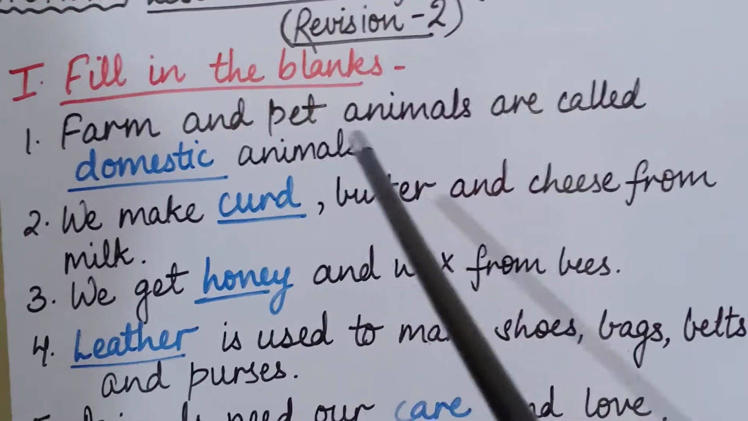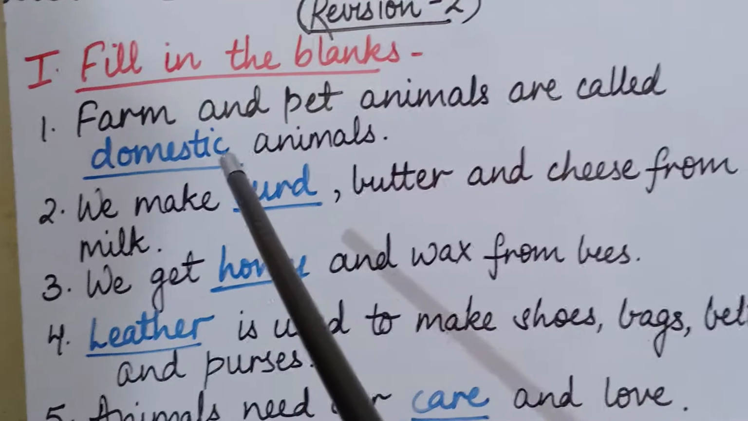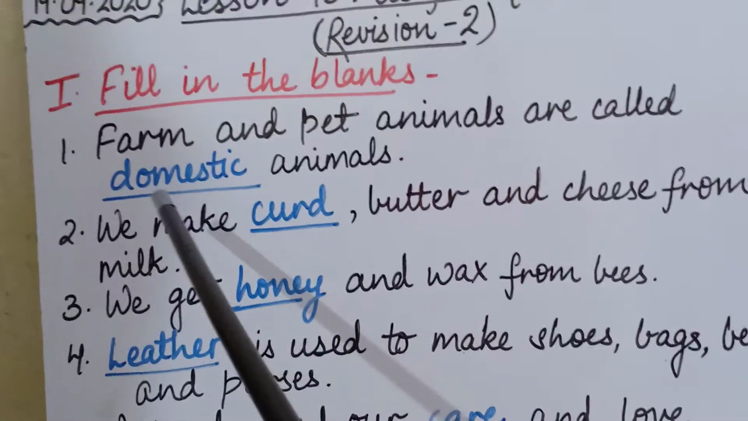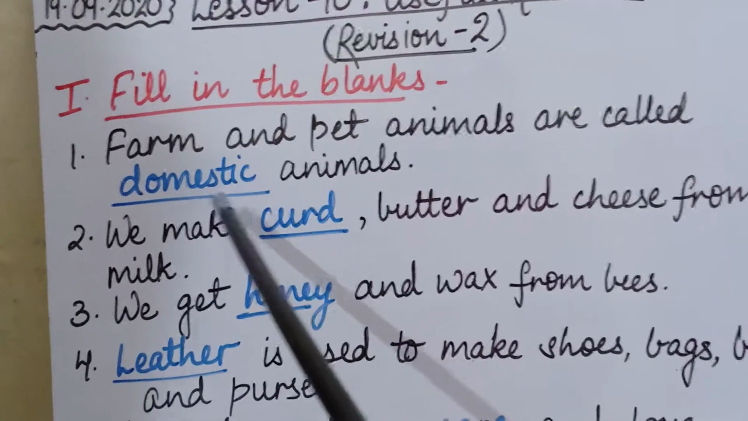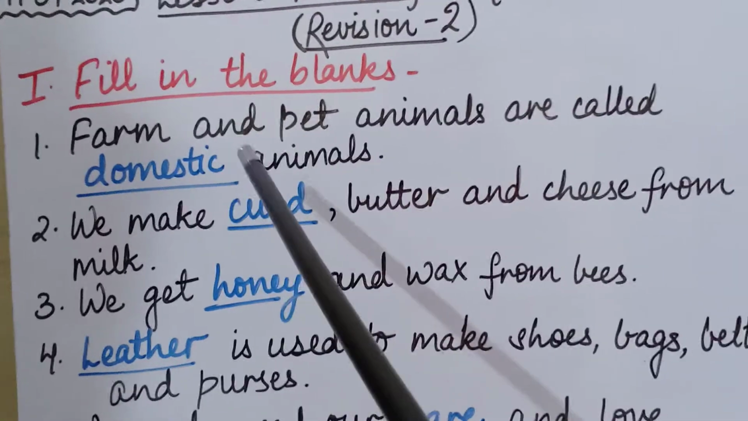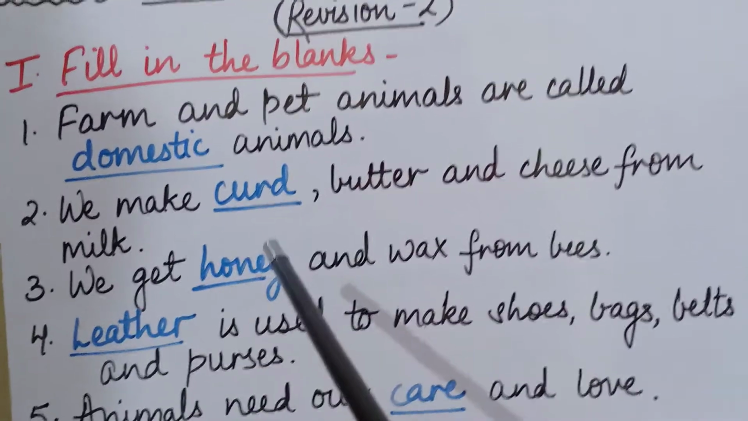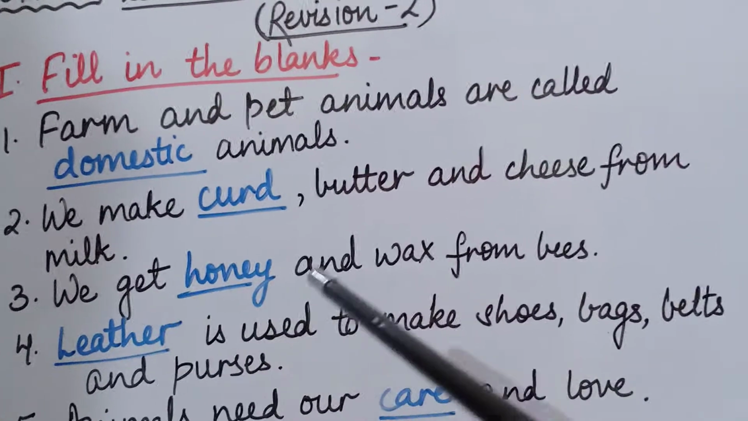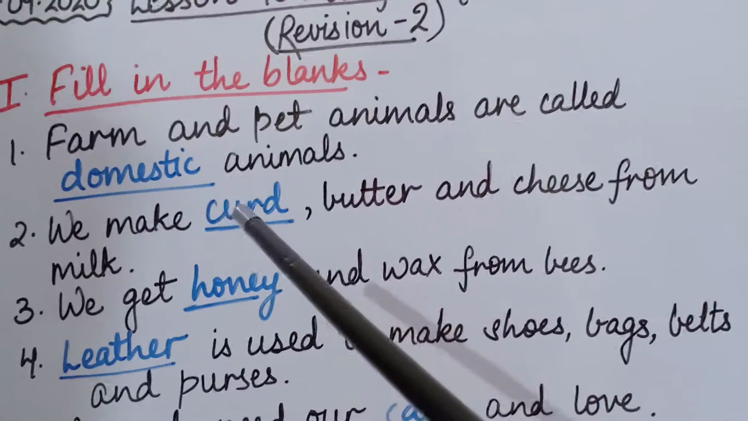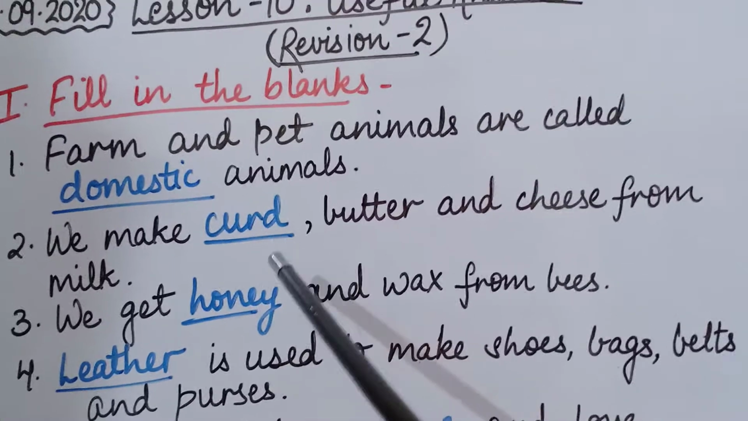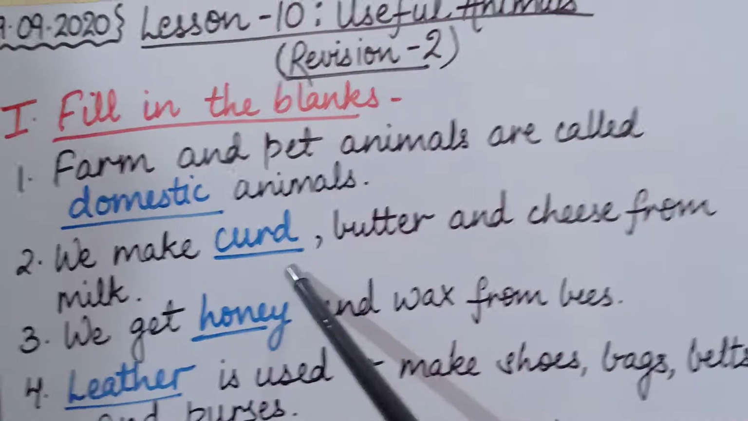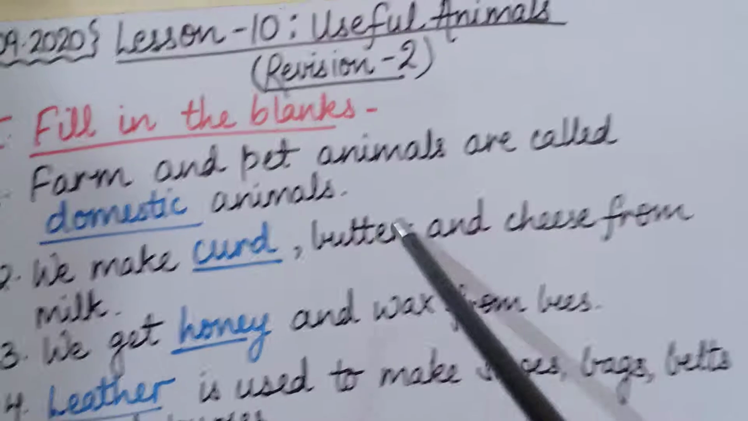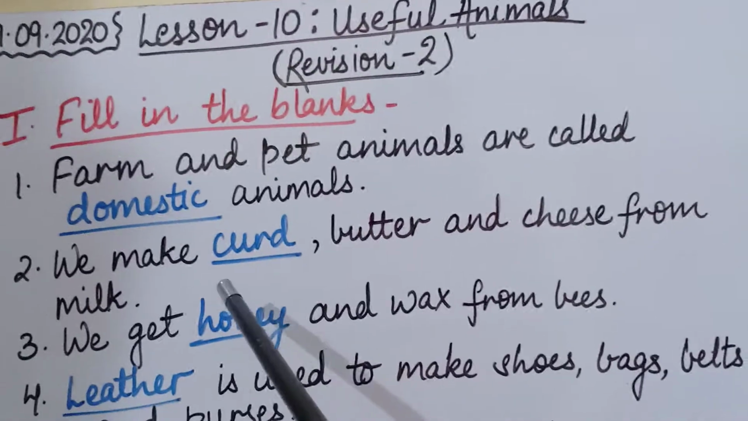फार्म के एनिमल्स और पेट एनिमल्स को हम कौन सा एनिमल्स बोलते हैं? Domestic, DOMESTIC, डोमेस्टिक एनिमल्स. Is that clear? We make dash, butter and cheese from milk. Milk से हम क्या क्या बनाते हैं? Curd, CURD. What is curd, children? Curd is dahi. Butter and cheese from milk.